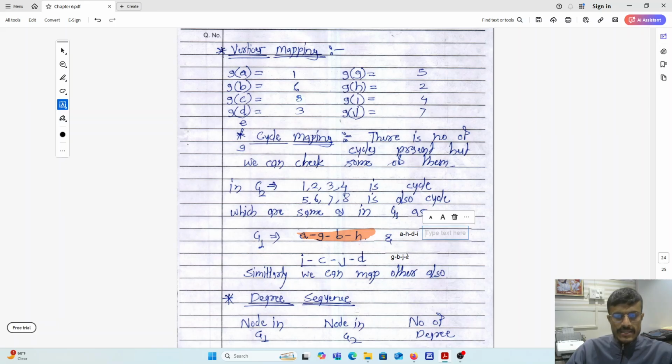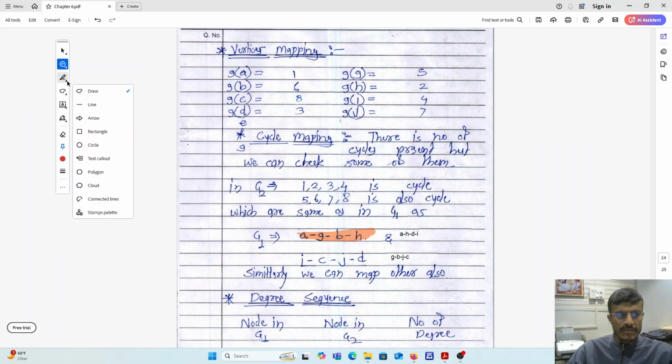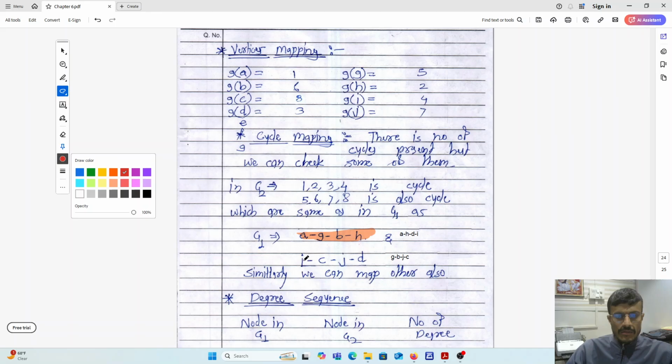Please correct this one as correct. These two are not correct by mistake. This one is not correct. These both are wrong. This one is correct and this one is correct.